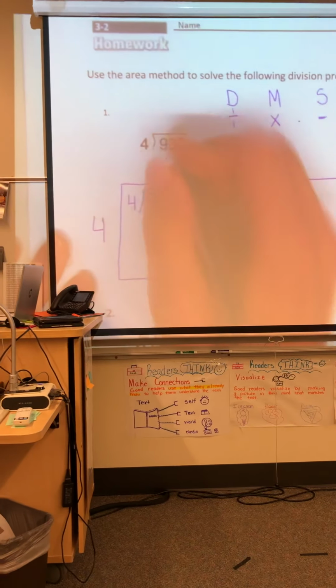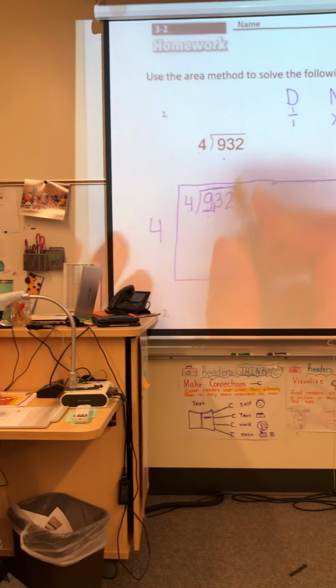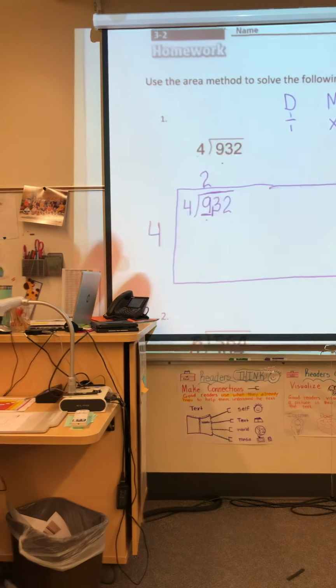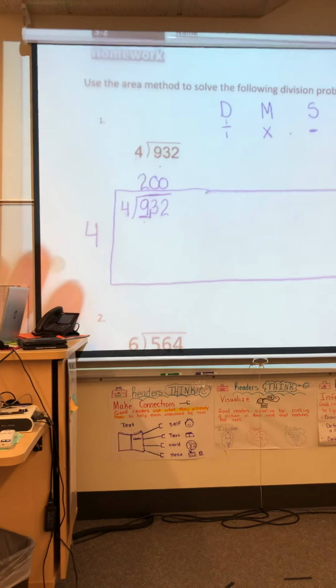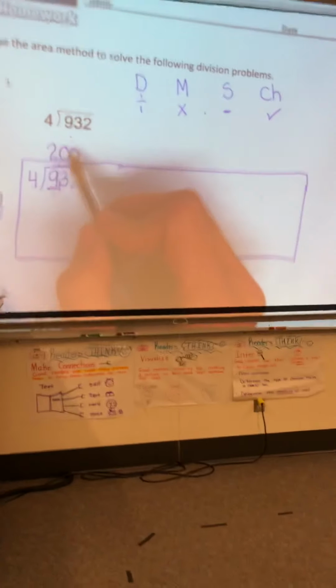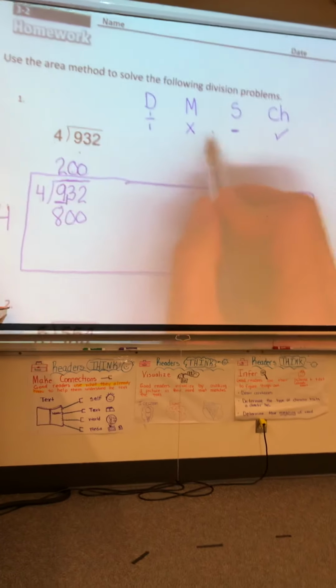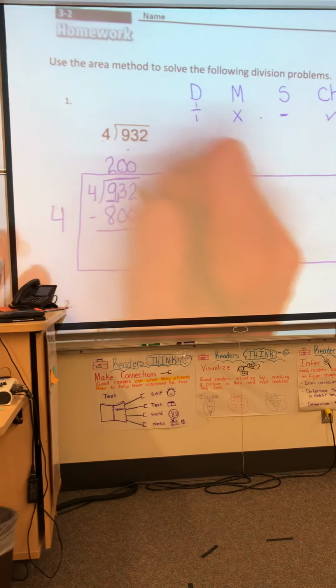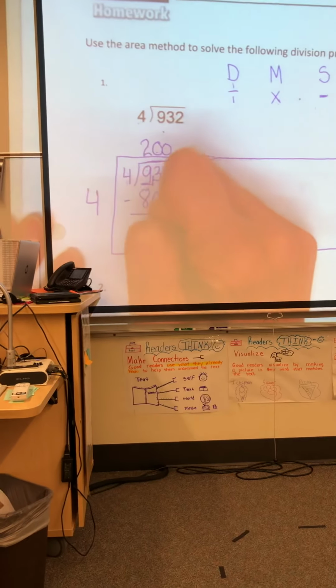So 2 is going to go up here, and I have to pay so much attention to place value, because my fence was in the hundreds place, that 2 goes in the hundreds place. And that 2 is really 200. Okay, my next step, multiply. 2 times 4 is 8, with 2 zeros is 800. My next step is subtract. 2 minus 0 is 2, 3 minus 0 is 3, 9 minus 8 is 1.